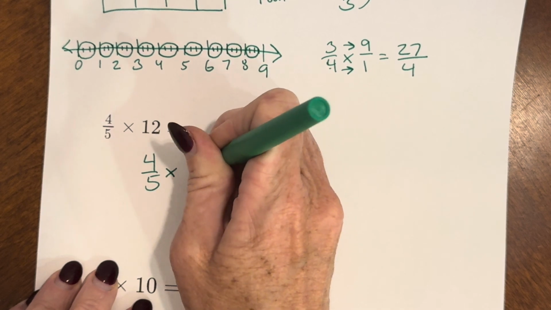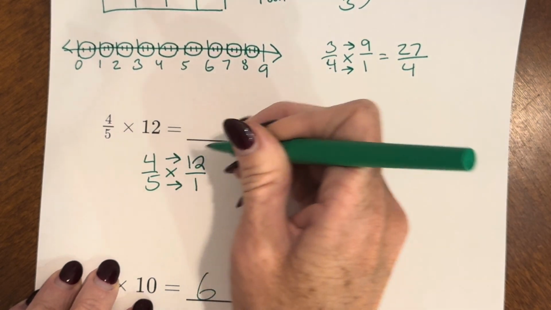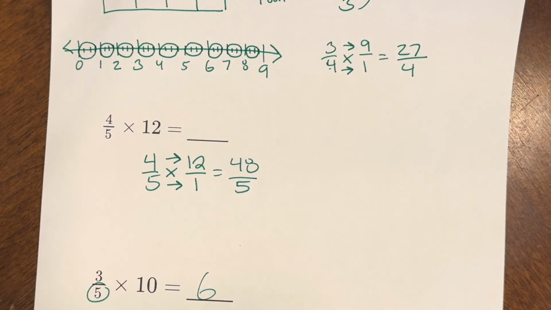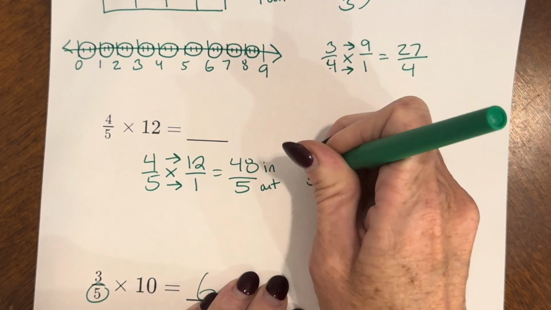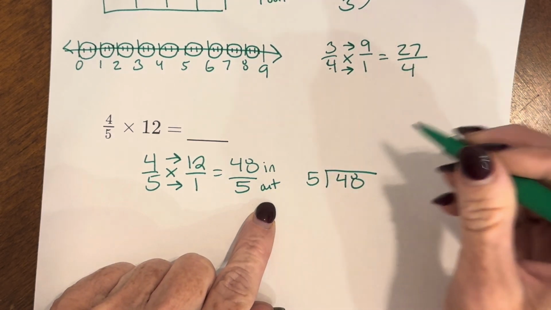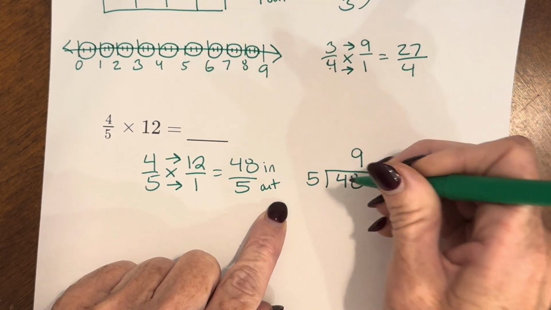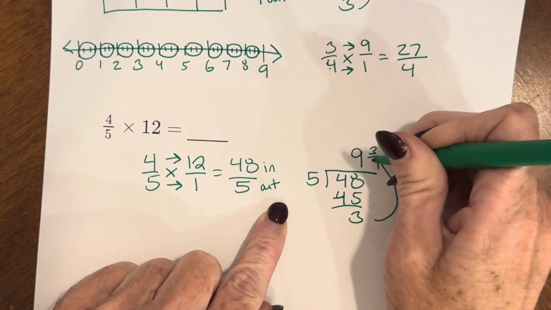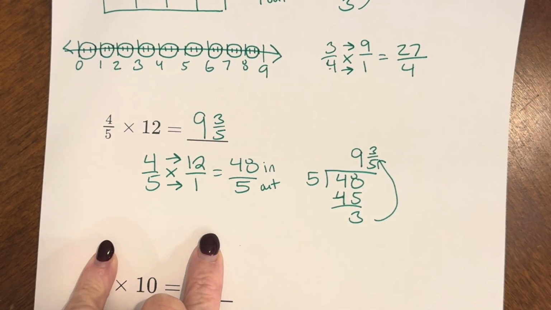4/5 times 12 over 1. And we can go straight across. So 4 times 12 is 48. 5 times 1 is 5. Now that's a greater than 1 fraction. So let's use division. And I'm going to use in and out. That's kind of my little trick that I use to remind myself. Well, 48 divided by 5 is 9. 9 groups of 5 is 45 with 3 left over. So we're getting 9 and 3/5.